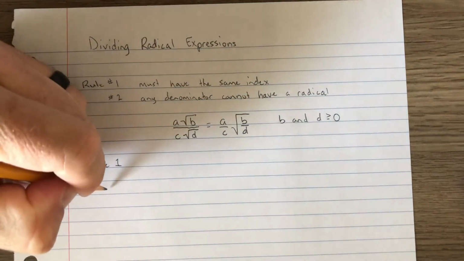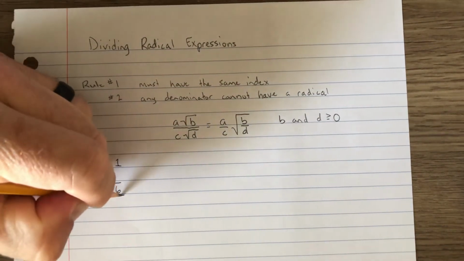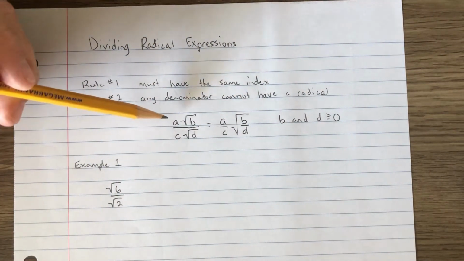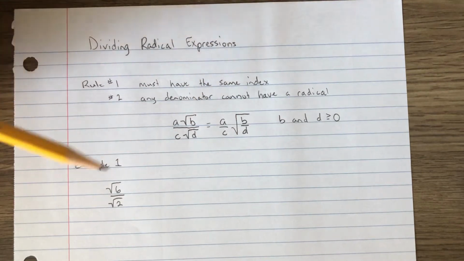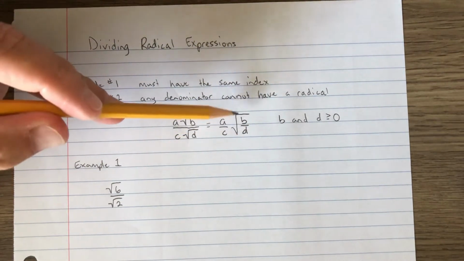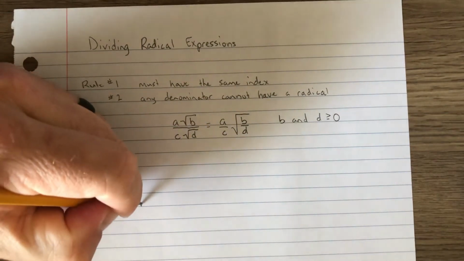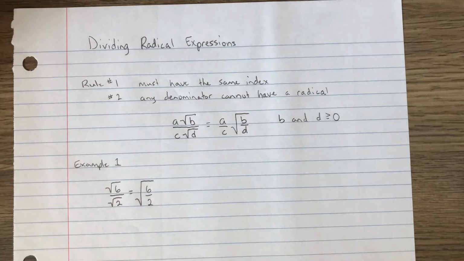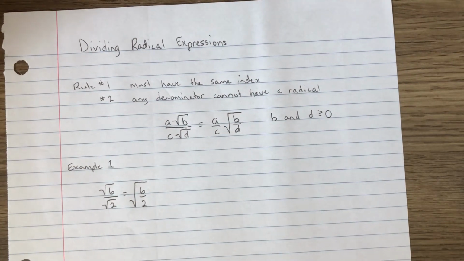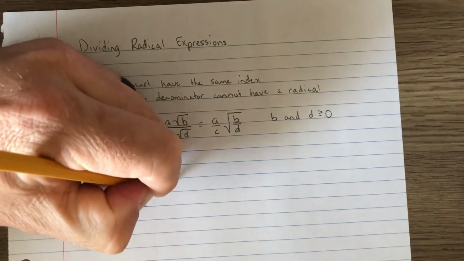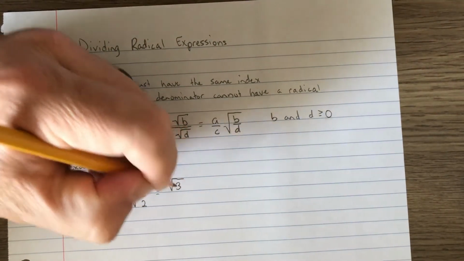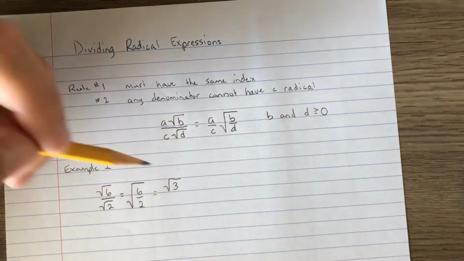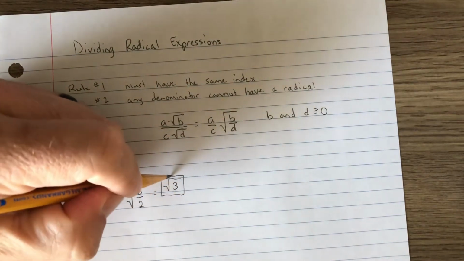Let's say that we have the square root of 6 divided by the square root of 2. Now we don't have any numbers outside of the radical. So in that case, we change it to the square root of 6 divided by 2. Now if possible, we want to divide. Well, 6 divided by 2 is 3. So our answer becomes the square root of 3. 3 cannot be broken down, so there's nothing we can do there. So that is our final answer, the square root of 3.